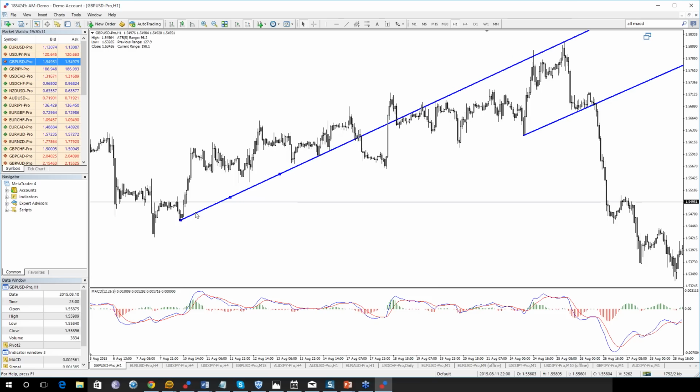Okay, but you need to use wicks. If there is no wick, you can use the body. This is body, you see, this is a small wick, very small wick. And this is indeed a wick. But just observe price action. What did I teach you? Past plus present equals future.